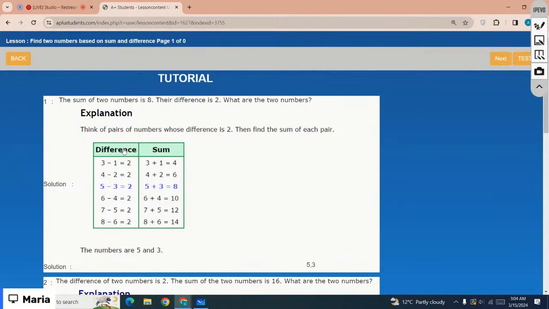Because when you add 5 and 3, 5 plus 3 makes 8, and when you subtract, 5 take away 3 equals 2. Got it? So basically you can think of so many numbers that have the difference 2, right? But you have to check if they have the sum 8, so you have to check for both the conditions: when you add, the answer is 8, and when you subtract, the answer is 2, right? So the correct option is 5 and 3.